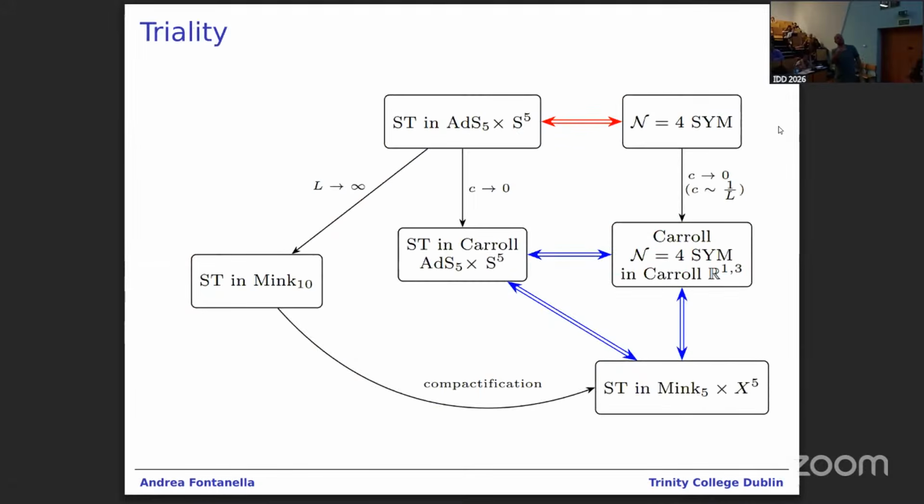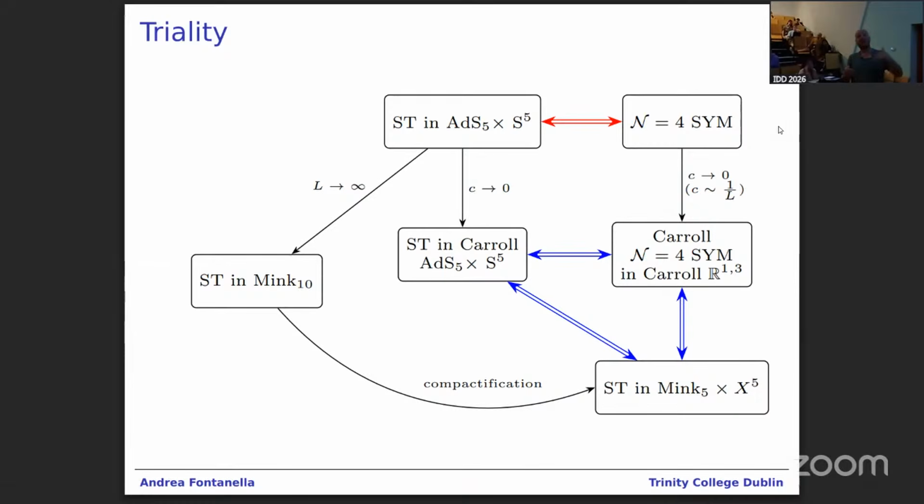And again, another idea that came up from that paper is the triality. Basically, this box is the duality between the Carroll bulk limit. From AdS5 cross S5, you go to the Carroll strings in Carroll AdS5 cross S5. When you take the limit, you have a Carrollian N equals 4 super Yang-Mills in Carroll 4D Minkowski. Then we worked out the symmetries of this theory, and they turn out to contain the conformal Carroll algebra in 4 dimensions. But the conformal Carroll algebra in 4 dimensions is isomorphic to the BMS in 5.